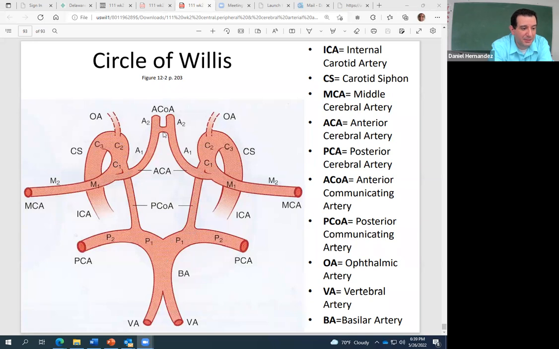Here we have this small little vessel, this anterior communicating artery. This connects the right side of the brain with the left side of the brain. And these posterior communicating arteries connect the posterior aspect of the brain with the anterior aspect of the brain. So if we have any issues in any of these vessels bringing blood flow up to the brain, these communicating arteries help to create pathways where we can shunt blood to where it needs to go.